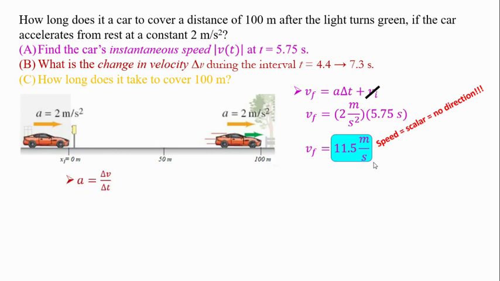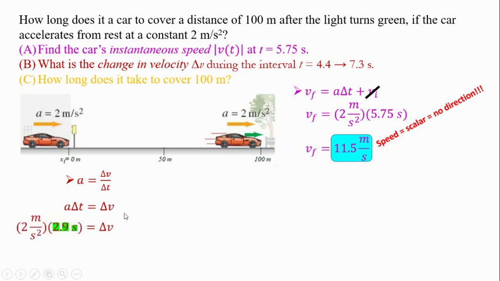Part B asks you to find the change in velocity during the interval of 4.4 to 7.3. So on the screen here, I simply apply the average acceleration equation. The reason I do that is because it's asking for the change in velocity, so delta v is in my average acceleration equation. I will keep delta v as condensed as is. To get delta v by itself, I will multiply both sides by delta t to get rid of this delta t in the denominator. Multiplying both sides by delta t will give you a delta t is equal to change in velocity.